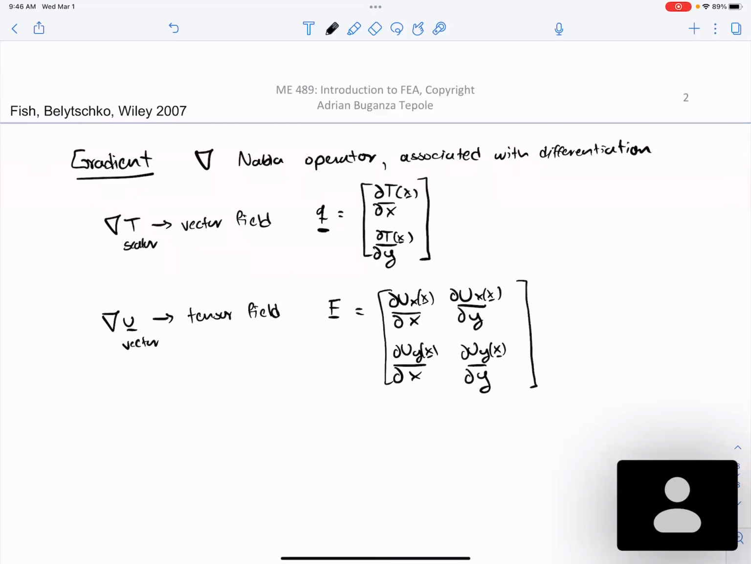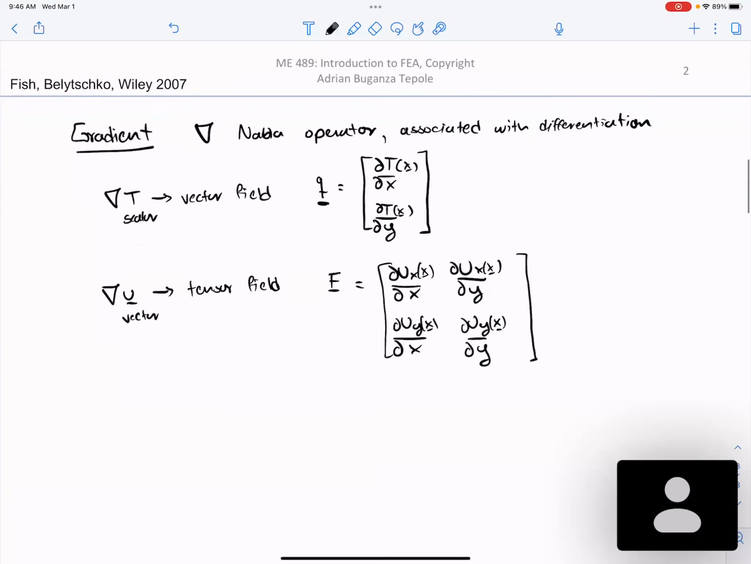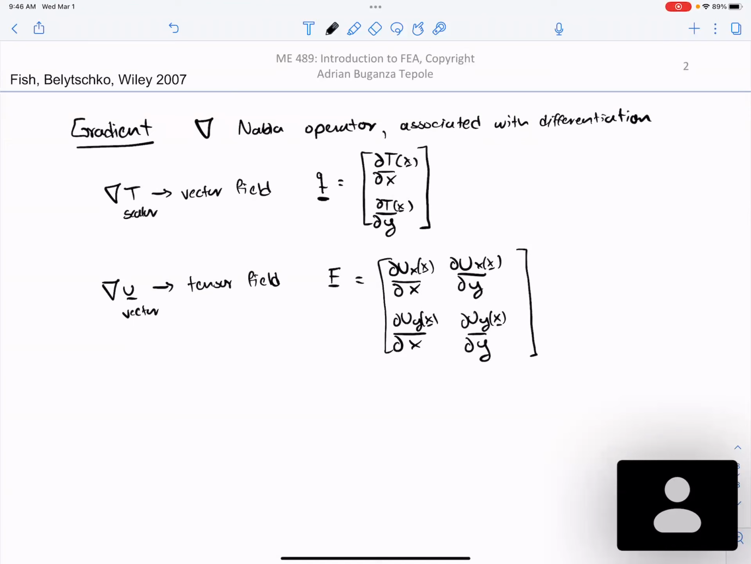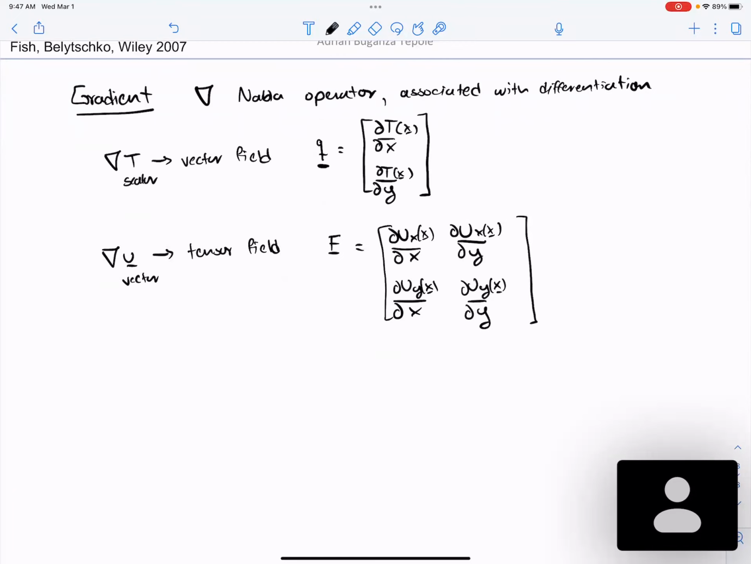We'll do an example. But yes, question. So the first one, is that a lowercase q? Yeah, lowercase q. Typically you will see the gradient of the temperature is associated with the flux. It's not quite the gradient, it's minus the gradient of the temperature times something. So Q and F. All right, so that defines the gradient, and let's define the divergence.